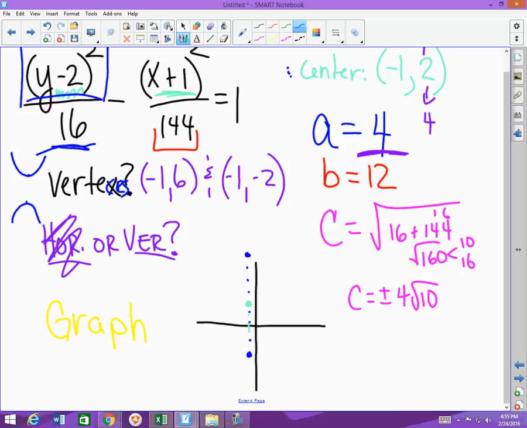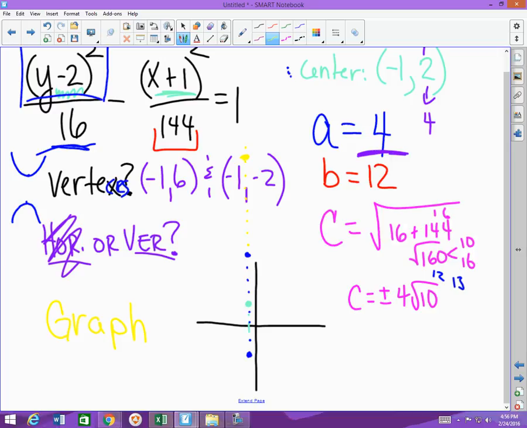Those are the vertices. The foci points are up and down the 4 square root of 10, or the square root of 160, which is between 12 and 13. So your focus points are 1, 2, 3, 4, 5, 6, 7, 8, 9, 10, 11, 12, right there, and then the same thing down there.